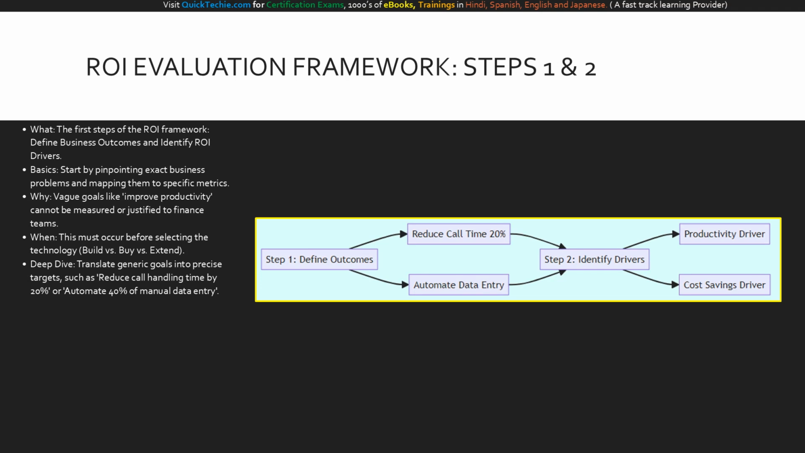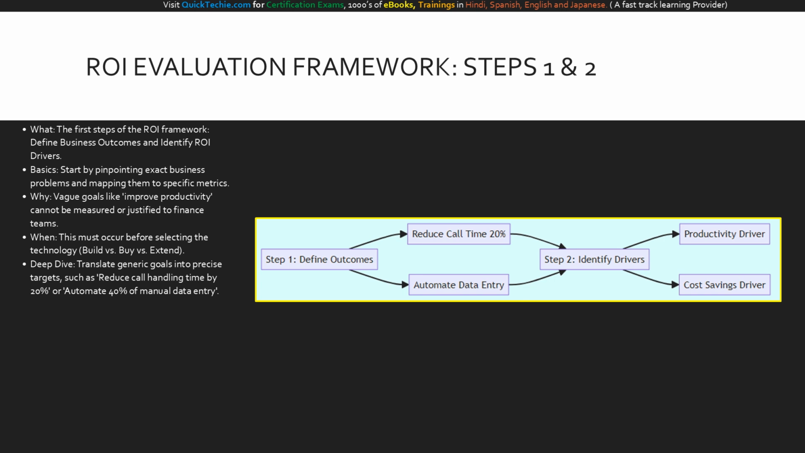Now that we understand ROI categories and the 5 domains of TCO, how do we put this into practice? We use a structured 6-step ROI evaluation framework. On this slide, we focus on steps 1 and 2, define business outcomes and identify ROI drivers.